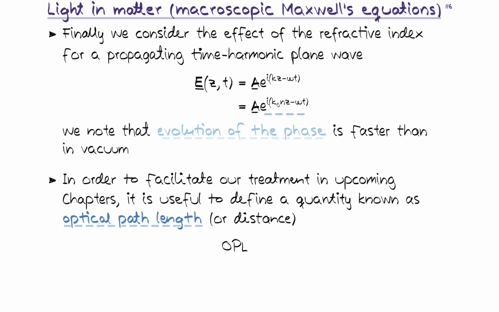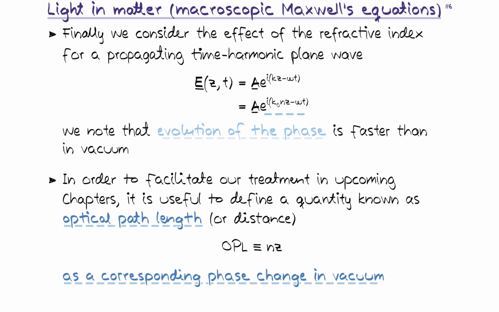So OPL, optical path length, is defined as the refractive index times z, so essentially the propagation length of my wave. And this is defined as the corresponding phase change that I would have for the field in a vacuum. So I define this, and I will be speaking about this later. I will use extensively this optical path length and its concept later on when I'm treating propagation, interference effects, and diffraction, but I will already define it in here.